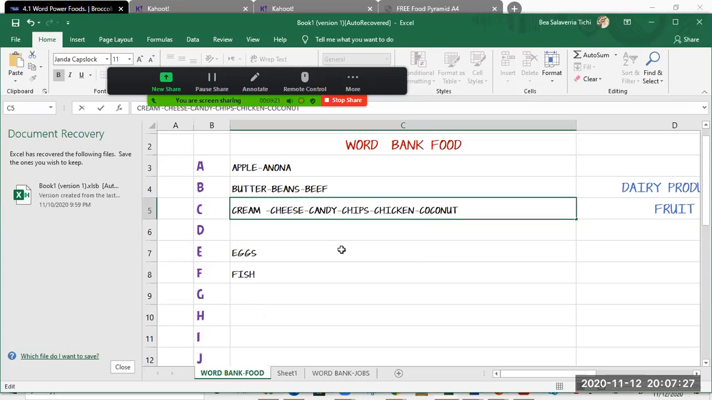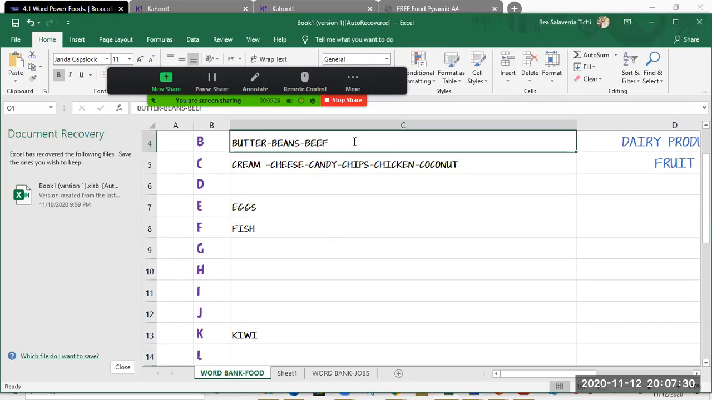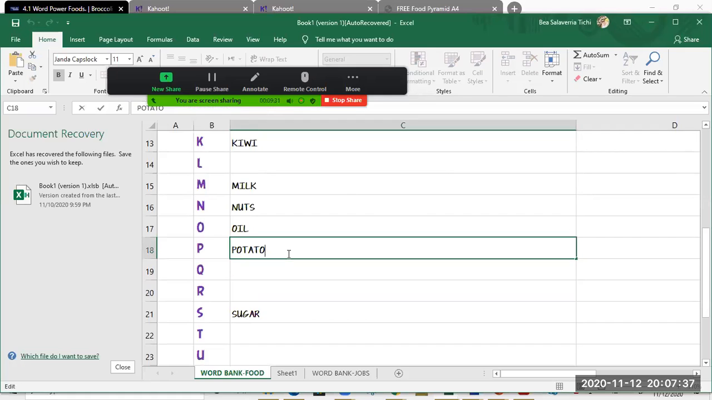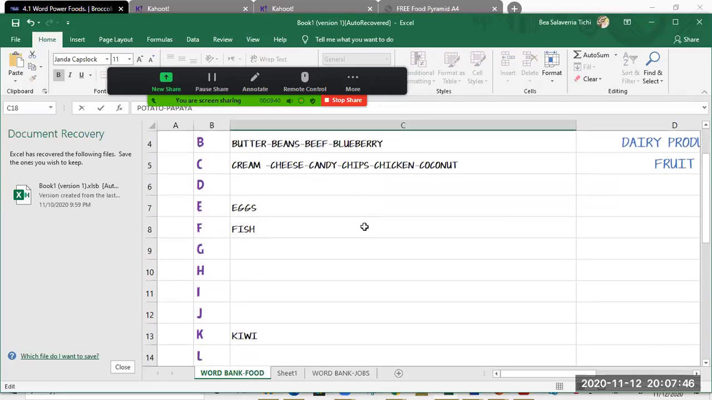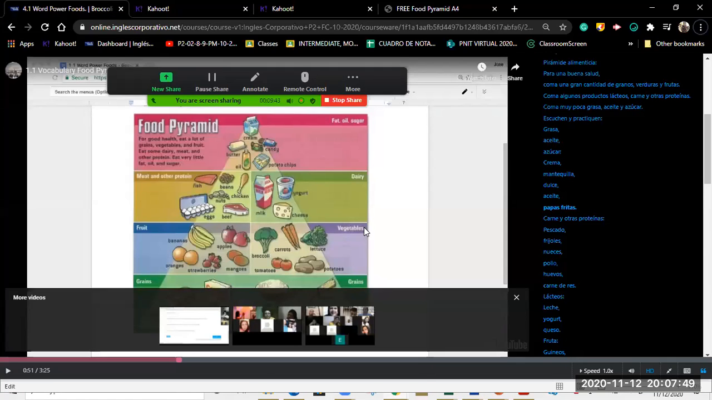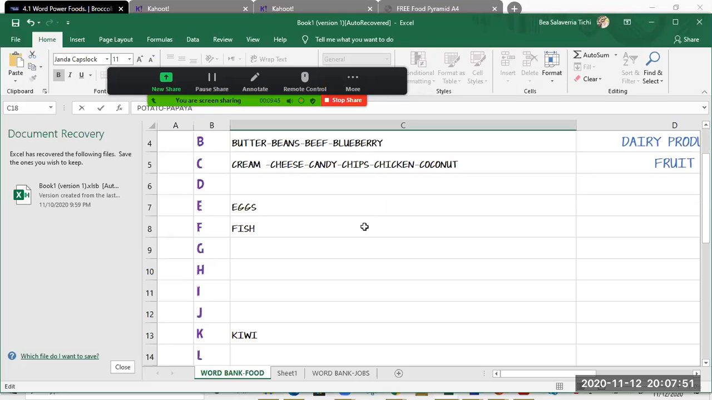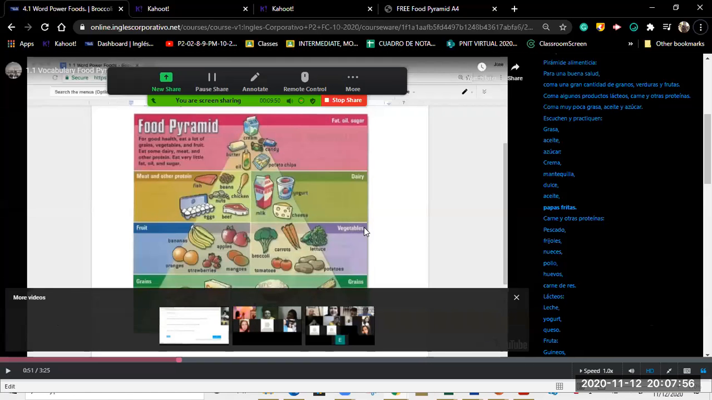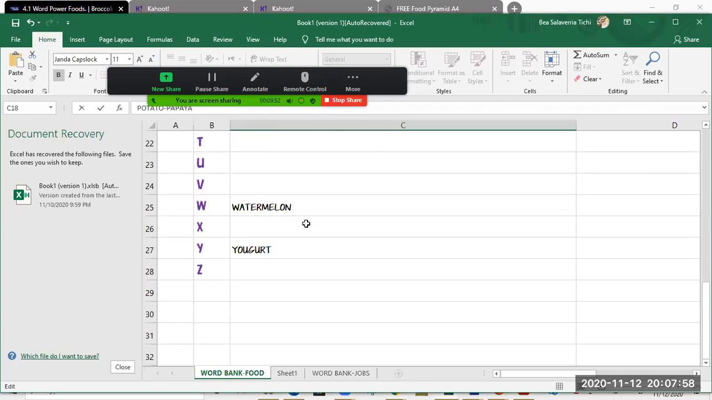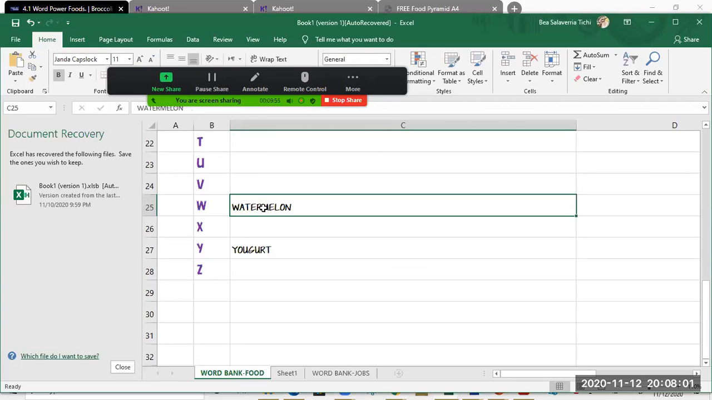Blueberry. Papaya. Very good. Papaya stays the same. Papaya is papaya in English. Just like tortillas, like that. Blueberry. Ciruela, or what? Es ciruela azul. Blueberry. Strawberry, blueberry, watermelon. Berry. Just watermelon. It's already in the list. Yes, in a list.